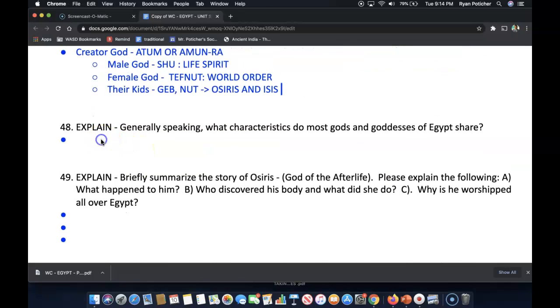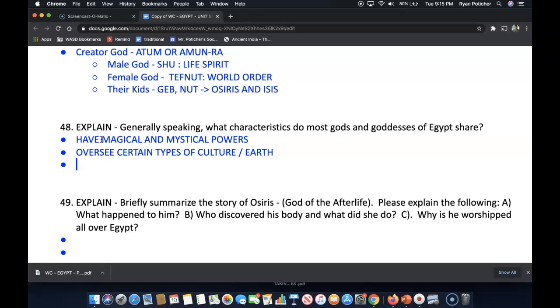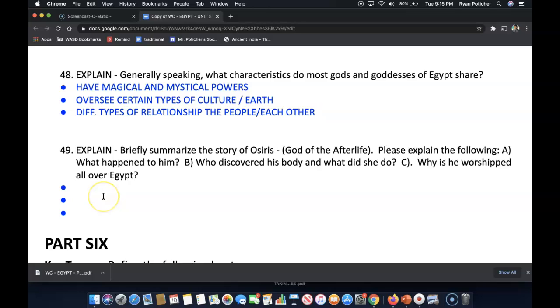Now, you may or may not remember this, but generally speaking, characteristics that most gods and goddesses share in Egypt consist of the following. Many of them have magical and mystical powers. Additionally, some of them oversee certain types of culture and the earth. And some of these gods and goddesses have different types of relationships, both with the people of Egypt and with each other as well, because some of them have complicated webs that are woven there.